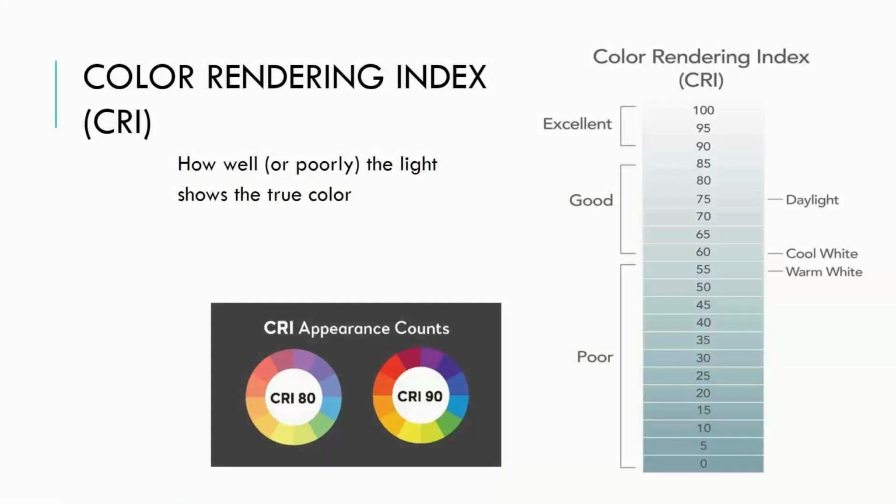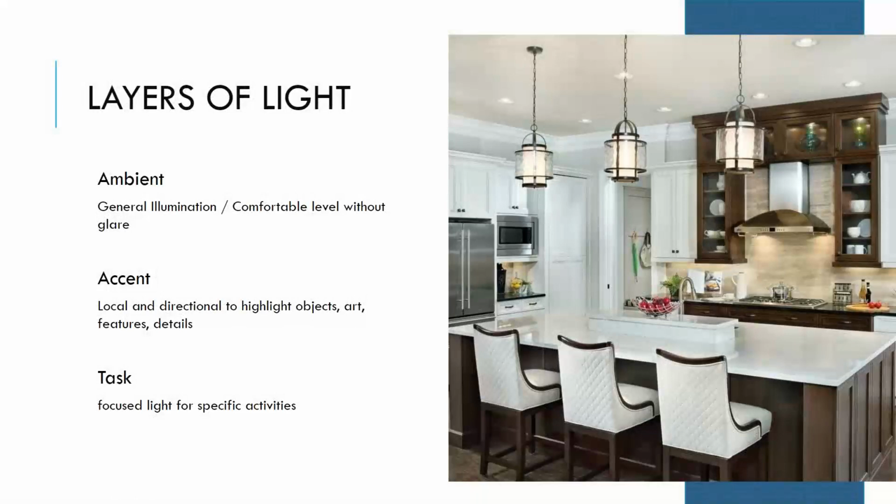So next is layers of light. It's recommended to have 3 layers of light in any space to create a comfortable, functional space. The first of these 3 is ambient light, which is general illumination. It's a nice, comfortable level of light without any glare. Next is accent light, which is more of a localized and directional light to highlight objects, art, features, any sort of details that you want to accent. Third is task. This is focused for a specific activity or project. As we discuss lighting in each room shortly, we'll look at different ways to light those rooms using all three of these layers of light.